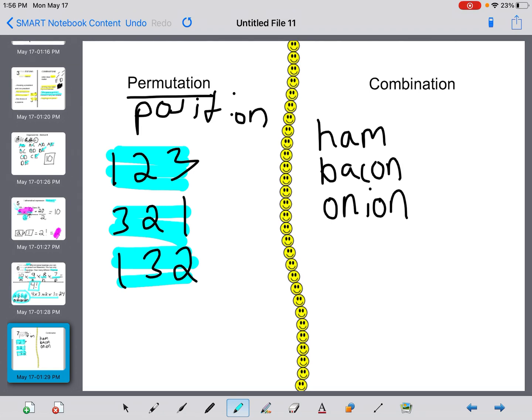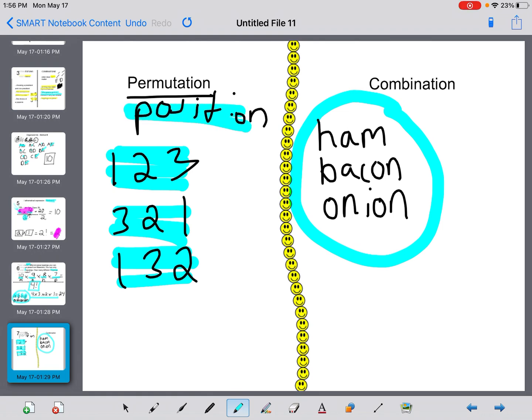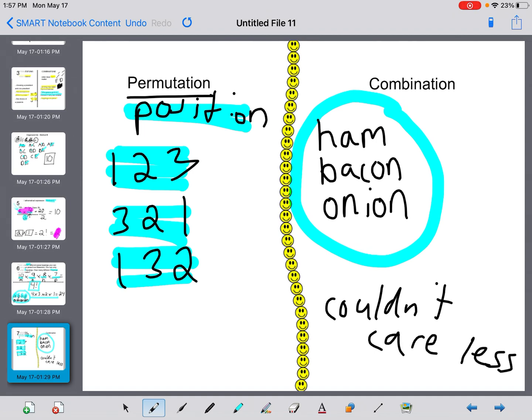Whereas on combination, if I put ham, bacon, and onion on my pizza, or onion, bacon, and ham, or bacon, onion, and ham, it doesn't matter. I can write it different ways. I'm still going to end up with one combination. So permutation, position matters. Combination, you could think, couldn't care less, right? Permutation, position; combination, couldn't care less.